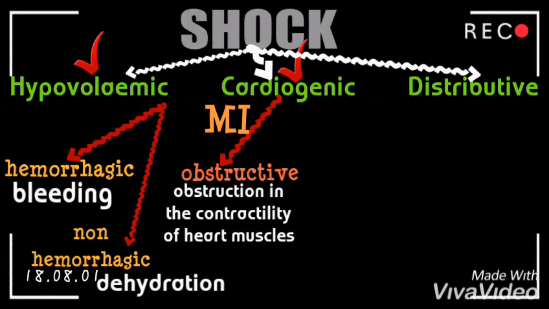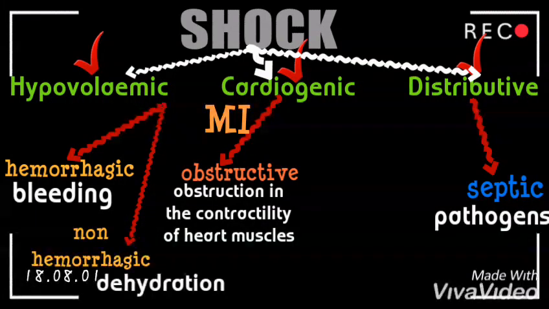Coming to distributive shock, in this type, the part which is affected is the blood vessels. They become abnormally dilated, which reduces the blood pressure, and in turn the body will not be receiving enough blood, hence leading to shock. This type is further divided into 3. The first one is septic shock. This is due to the presence of pathogens and microorganisms in the blood vessels. These pathogens produce toxins which cause abnormal dilation of the blood vessels, which in turn leads to hypotension and lastly shock.